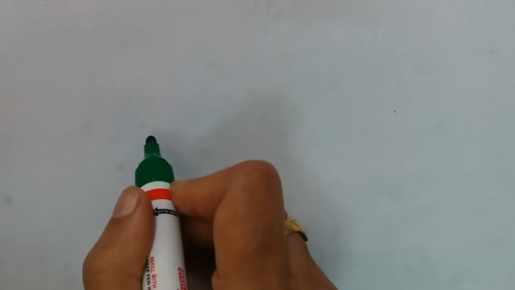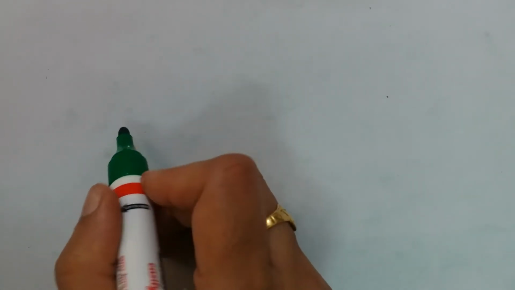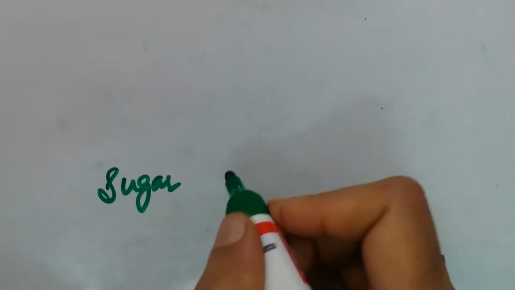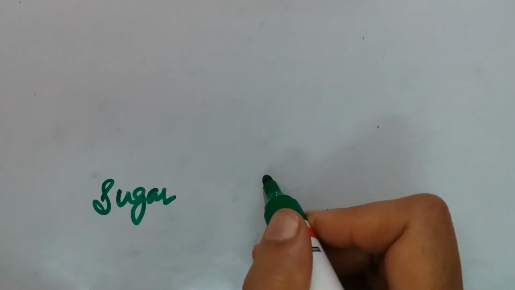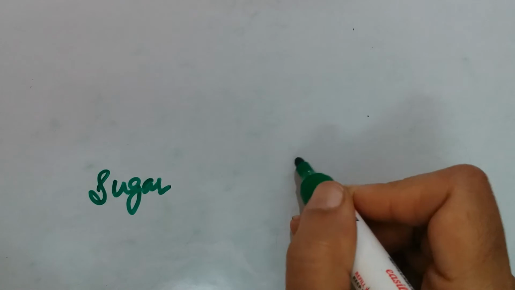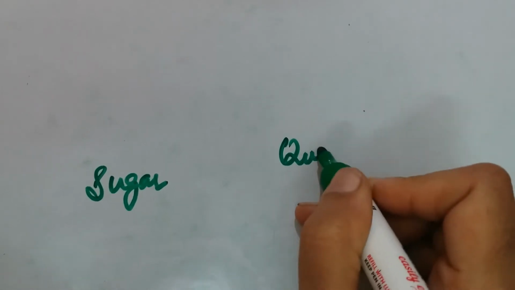So let us do certain examples of certain industries to see what cost unit is used. Let's say, for example, what does the sugar industry do? How do they measure the cost? They calculate the cost in quintals, per quintal.